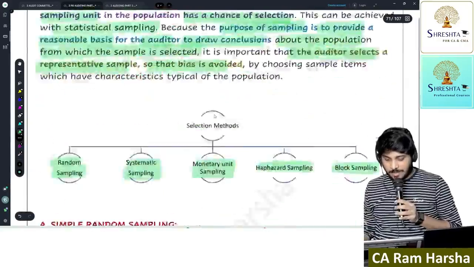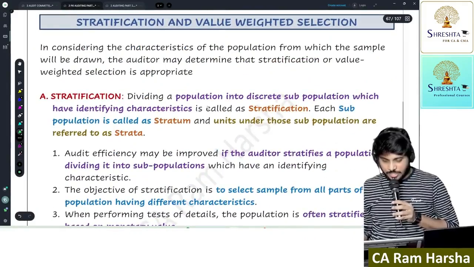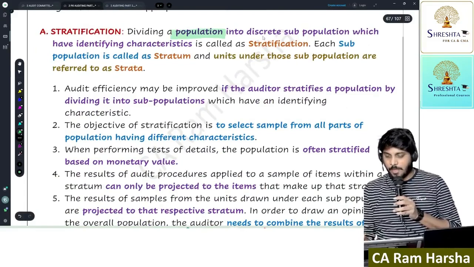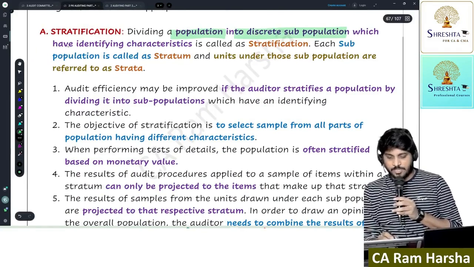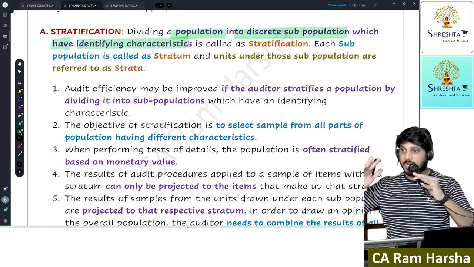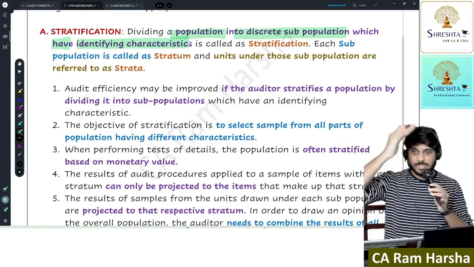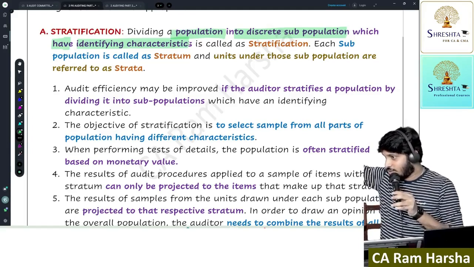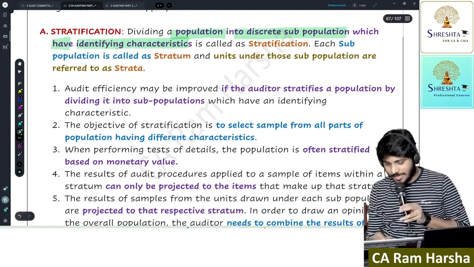That's about stratified sampling. Now immediately we need to see the techniques of stratification and value weighted selection. So what is stratification? Stratification means dividing the population into discrete, meaning independent, subpopulations which have identifying characteristics. We divided the population into 3 parts: value more than 25, value between 1000 to 25, values less than 1000. Each subcategory has an identification. What is the identification? More than 25, 1000 to 25, less than 25. That's a side heading. Yes or no? That is called an identifying characteristic.